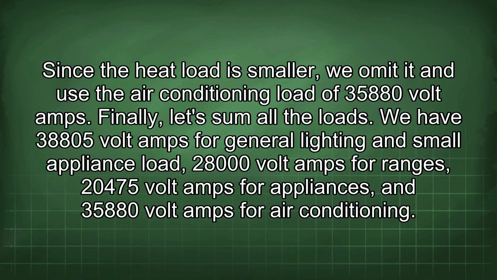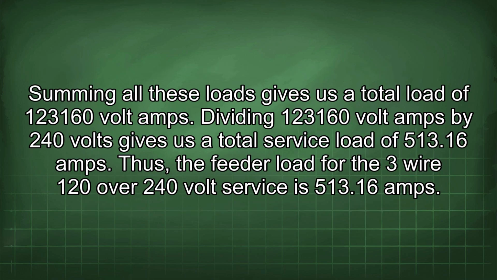Finally, let's sum all the loads. We have 38,805 volt amps for general lighting and small appliance load, 28,000 volt amps for ranges, 20,475 volt amps for appliances, and 35,880 volt amps for air conditioning. Summing all these loads gives us a total load of 123,160 volt amps. Dividing 123,160 volt amps by 240 volts gives us a total service load of 513.16 amps. Thus, the feeder load for the 3-wire 120/240 volt service is 513.16 amps.